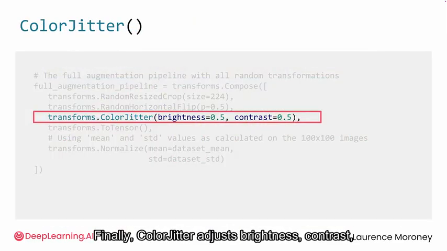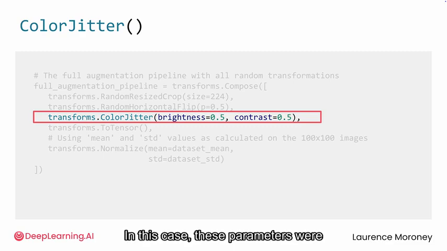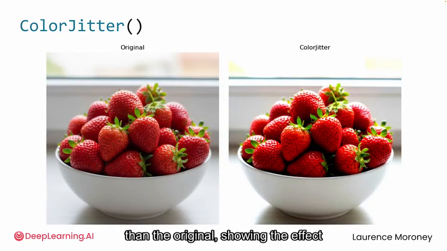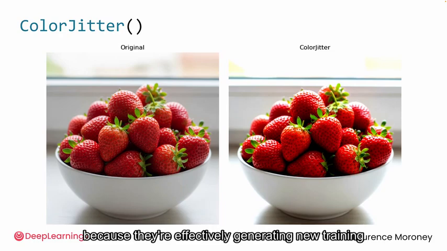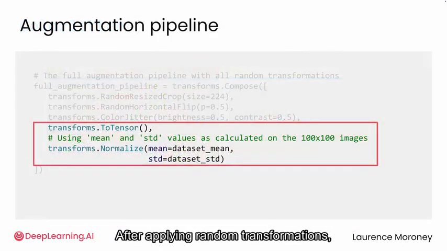Finally, color jitter adjusts brightness, contrast, and saturation randomly to make the model more resilient to lighting variations. In this case, these parameters were altered by a factor that's randomly selected between 0 and 0.5. And here, the output image is much brighter than the original, showing the effect of a random color jitter. These augmentations are powerful because they're effectively generating new training samples, saving you the trouble of collecting additional images. After applying random transformations, you can convert your images to tensors and then apply normalization.